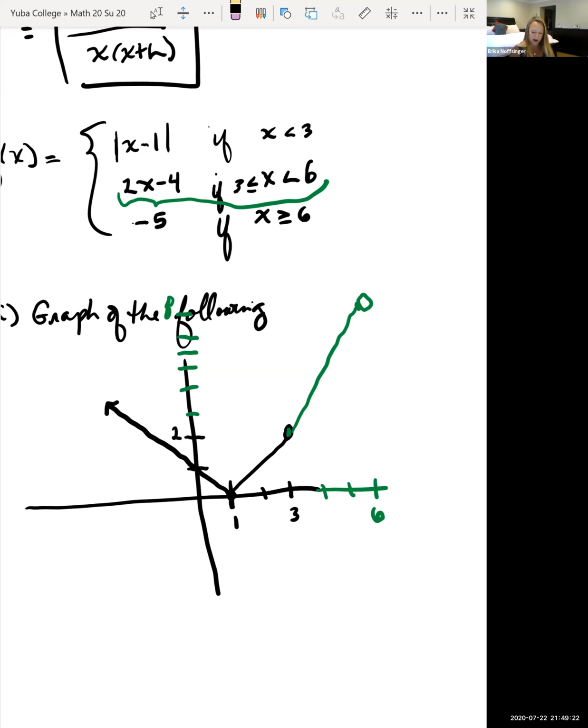So now we want to graph the piece x equals -5. And this is for x is greater than or equal to 6. So this is a horizontal line at -5, and it's a solid circle at 6, -5. Any value we plug in for x bigger than 6, y will always be -5, so it continues on this way.